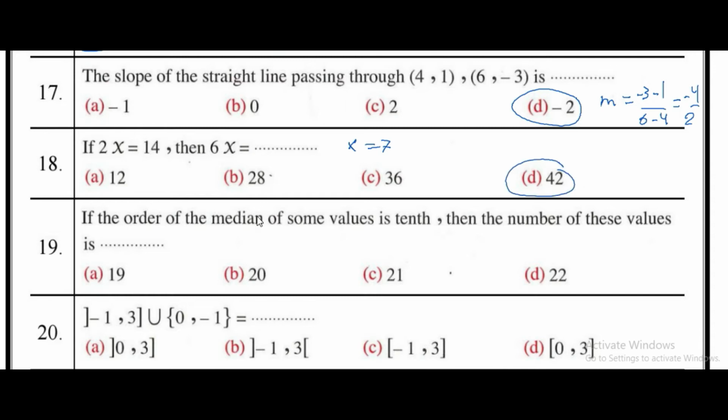If the order of the median of some values is the 10th, the order of the median being the 10th means that before it there are 9 and after it 9, and it is with them in the middle. 9 plus 9 is 18, plus 1 is 19. So the number of values is 19.